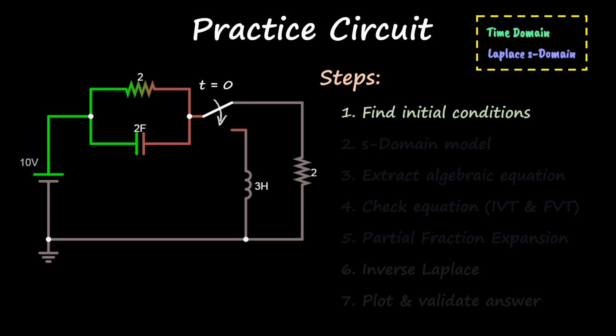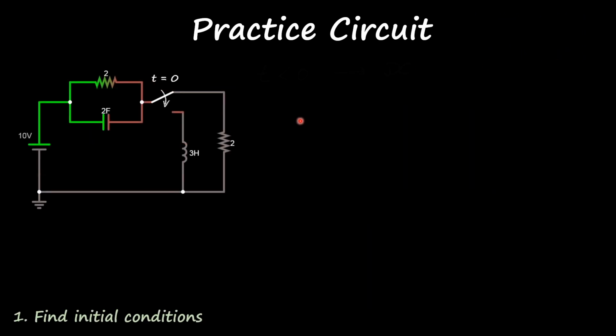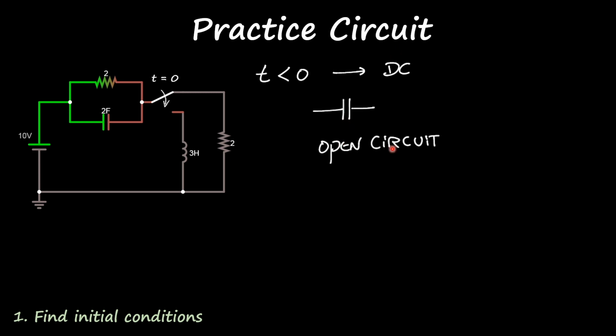Alright, so let's go and find these initial conditions. Initial conditions means that I'm trying to find answers for t less than 0, which means that everything is steady, DC, and the capacitor is going to be an open circuit. If you struggle understanding why the capacitor is an open circuit in DC, recall the equation for the current that flows through the capacitor, which is equal to C times the derivative of the voltage across the capacitor. In DC, that derivative is 0, which gives you a current equal to 0. That means that our capacitor is an open circuit.